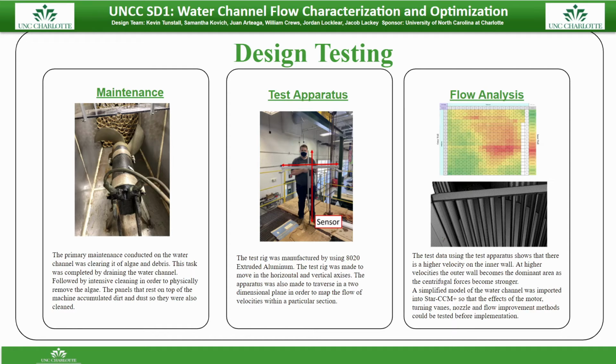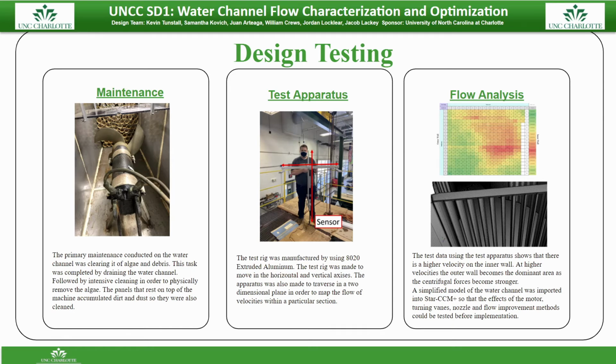In the middle picture, you can see our test apparatus, which is made with 80-20 extruded aluminum. This just allows us to move horizontally and vertically throughout the test section to then gather our data. And this is along with a Vernier flow sensor at the bottom.